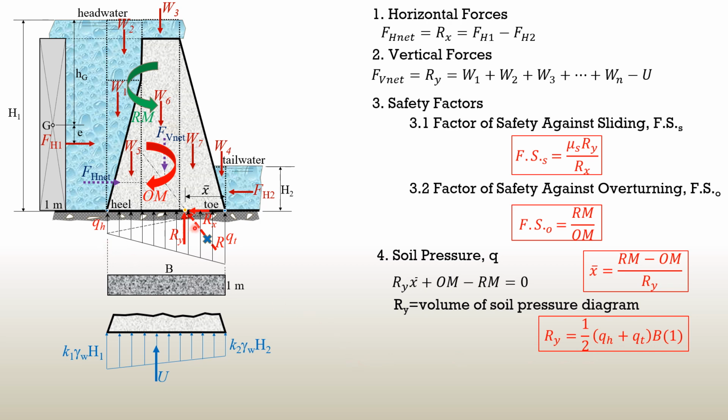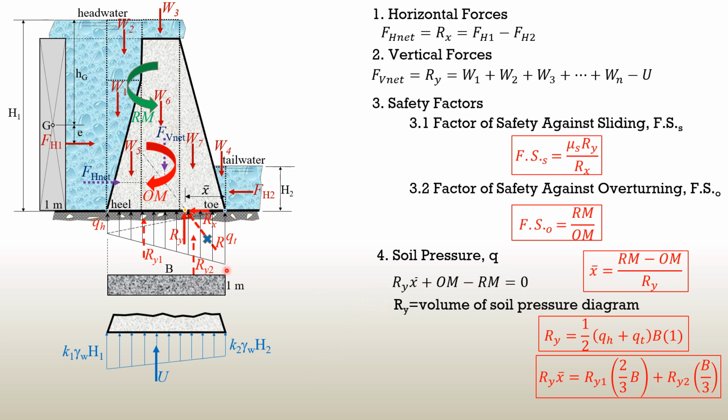We can also divide Ry into two parts, into this triangular pressure diagram and another triangular pressure diagram, Ry1 and Ry2. So the location of Ry1 from the toe is 2/3 of B, and the location of Ry2 from the toe is 1/3 of B. So Ry bar x equals Ry1 times 2/3 of B plus Ry2 times B over 3, where Ry1 is 1/2 of QH times B times 1, just the volume of this triangular wedge. Ry2 is 1/2 of B QT times 1.